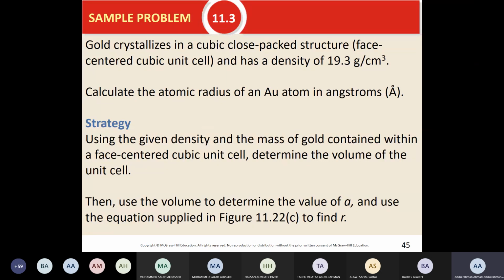Gold crystallized in cubic close packing, which is face-centered cubic, and has a density of 19.3. Calculate the radius of gold. As I said, if it's face-centered cubic, how many atoms are there in the unit cell? 4 atoms. And so find the mass in your calculator. Go ahead. And then you have the density. If you have the density, what can you calculate? The volume.